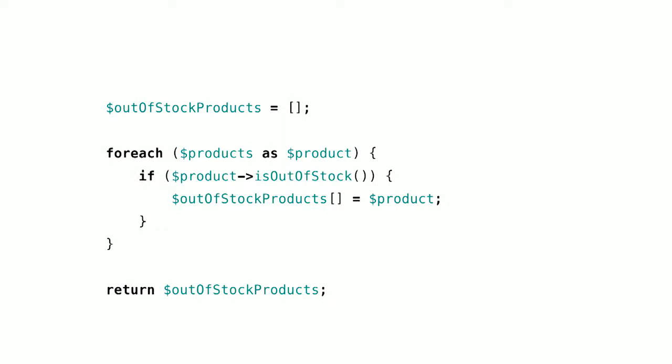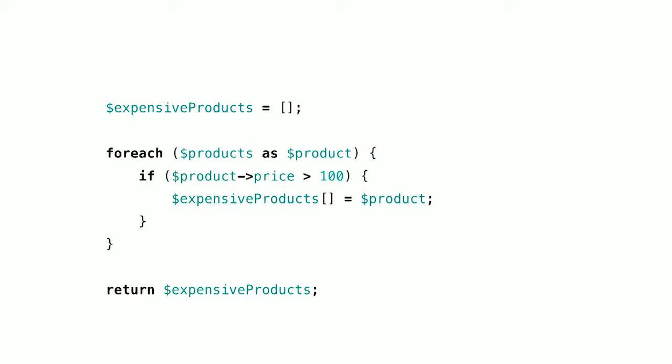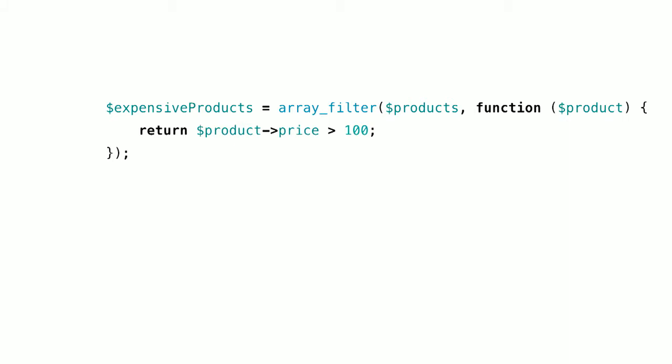So we can take this code where we're trying to get these out-of-stock products and replace that with just a call to array filter. So the loop and the conditional both disappear. Same with the expensive products. It's just a call to array filter where we just pass the expression that we want to use to filter against.